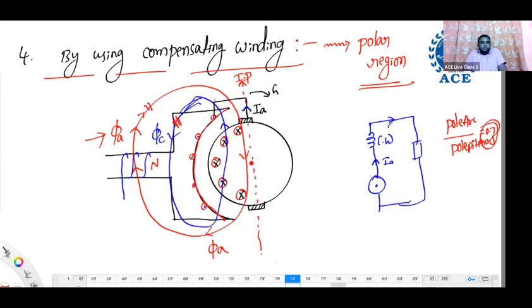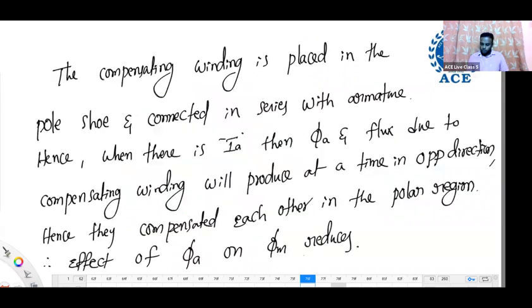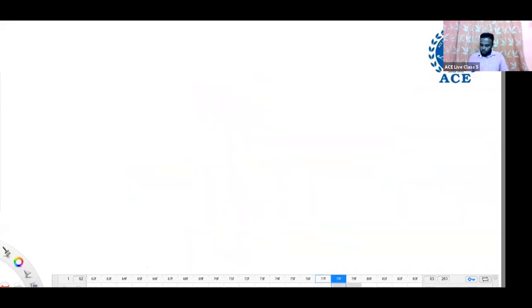Now there are some questions like how many turns required in compensating winding to compensate armature reaction? That question we will see after completion of these 5 methods. Number of turns required in compensating winding, how to find that we will see. Next, fifth method. This is important. Fifth one, by using interpoles. Take the figure simultaneously.